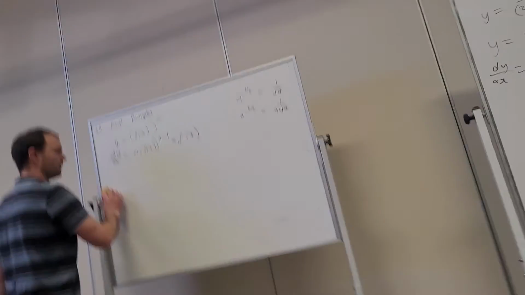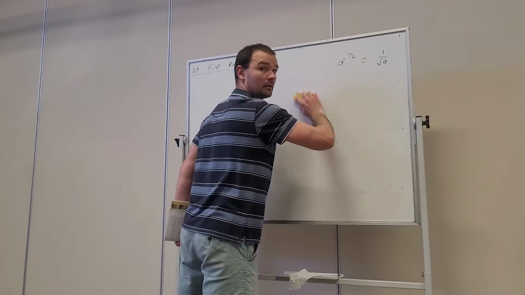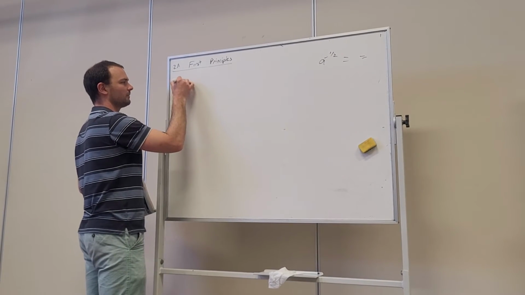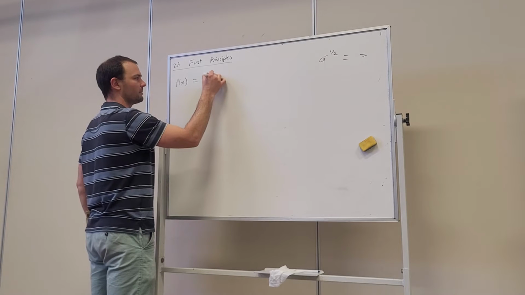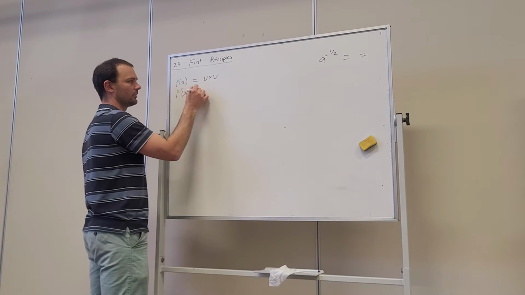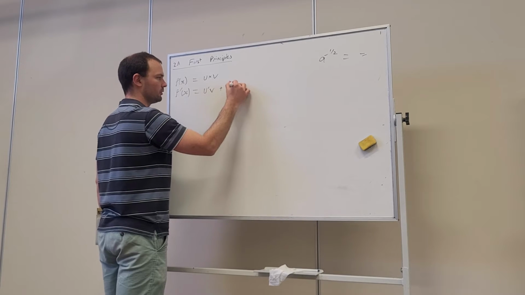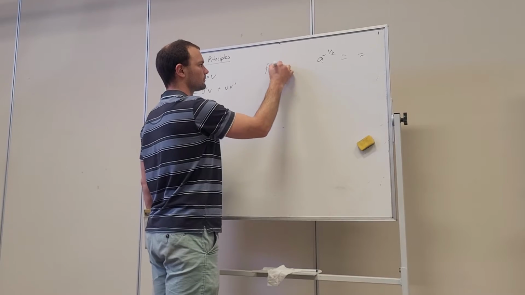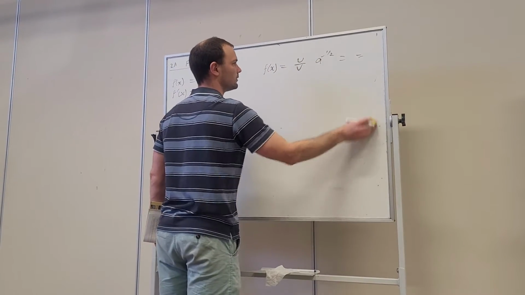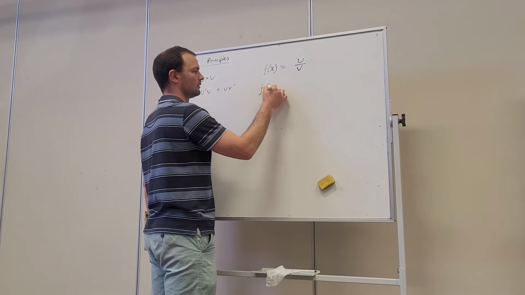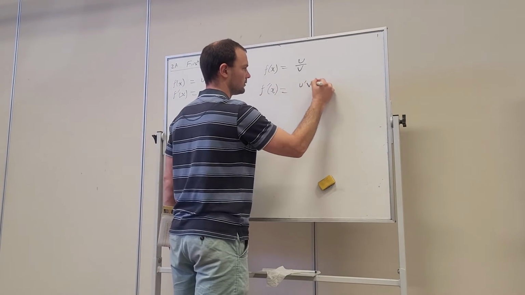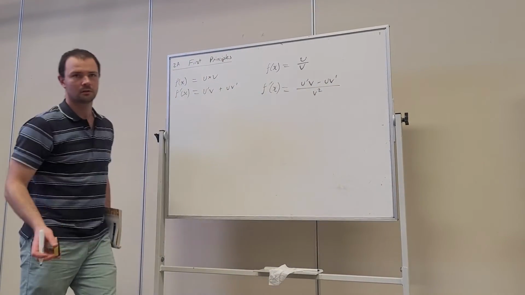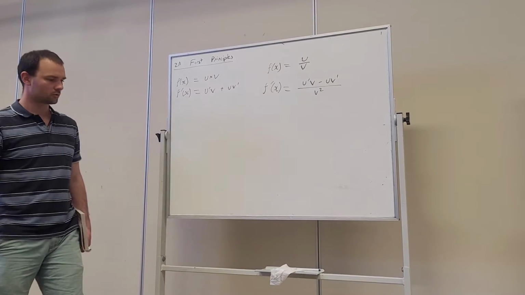So I'm just going to write the product rule up here. And the quotient rule. So the product rule is if we have u times v, then it's u dash v plus u v dash. And the quotient rule. Okay, so there's the product rule and the quotient rule.